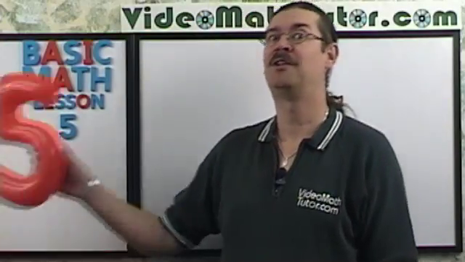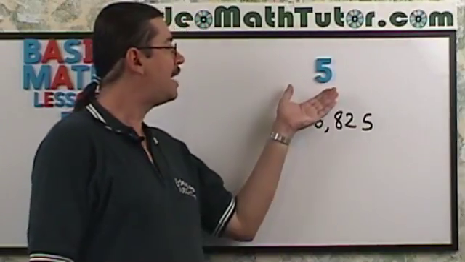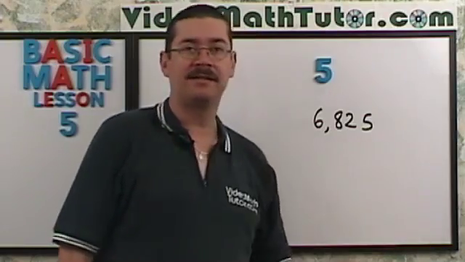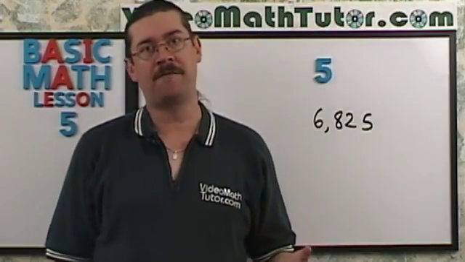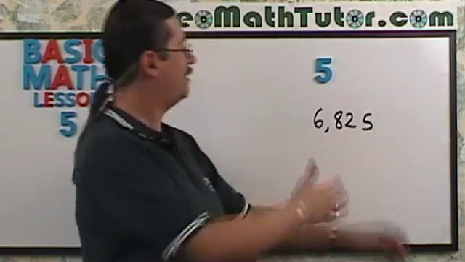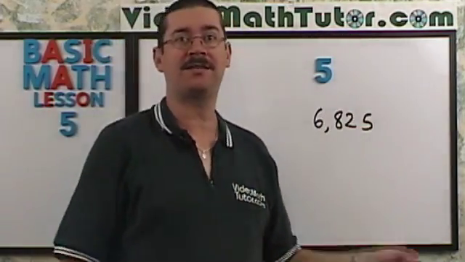Numbers divisible by 5. A number is divisible by 5 if the last digit is either a 0 or a 5. So looking at this number, oh, that's divisible by 5. You just know it because it ends with a 5.